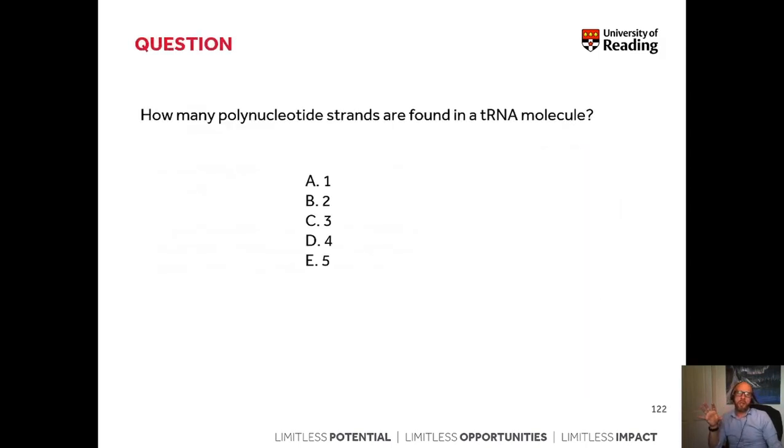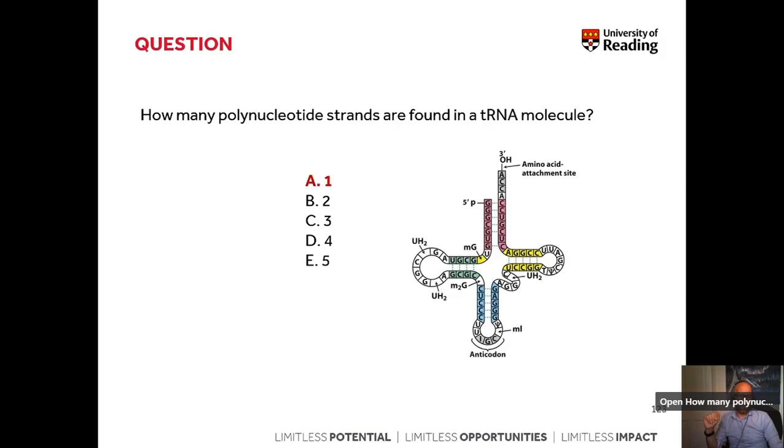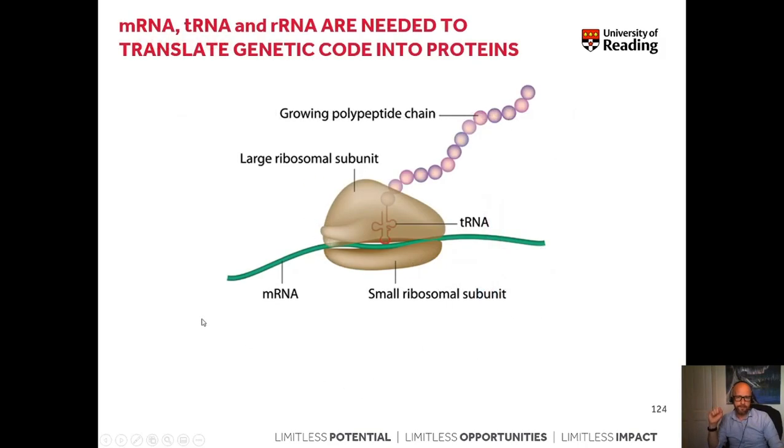So the question here is, how many polynucleotide strands are found in a tRNA molecule? Is it 1, 2, 3, 4? Is it maybe 5? Let's try your knowledge. The answer is 1. A tRNA molecule is basically one polynucleotide strand composed of different bases.